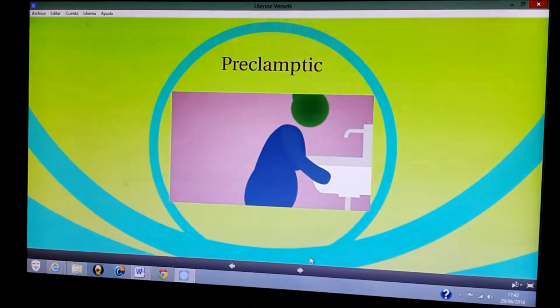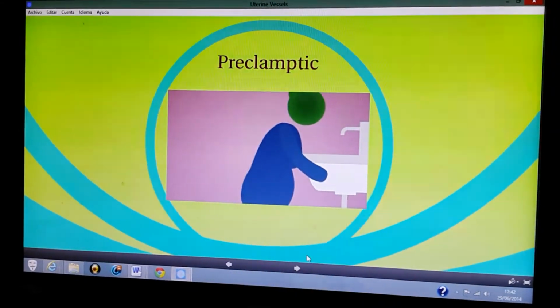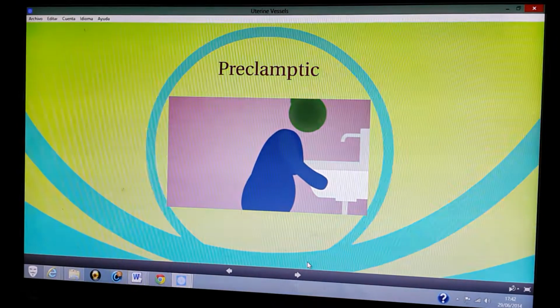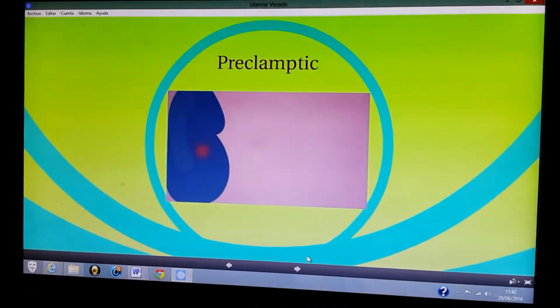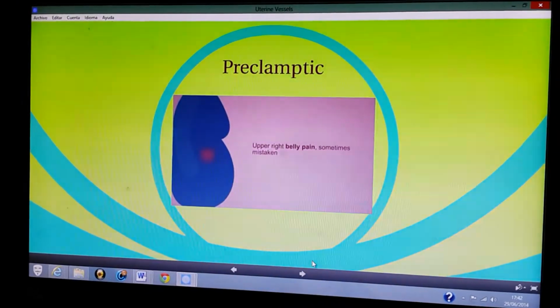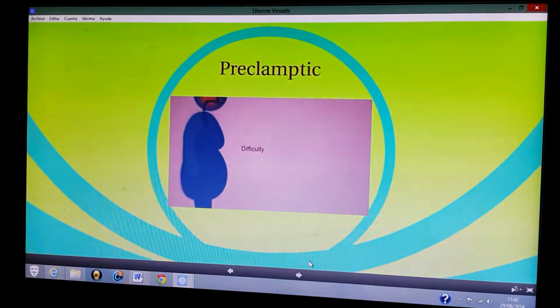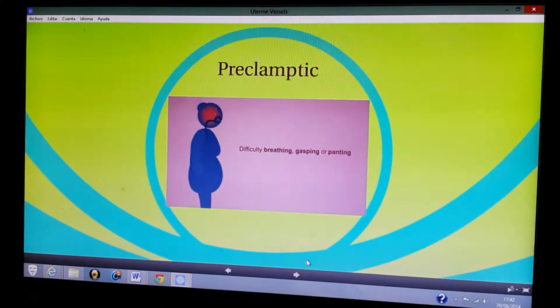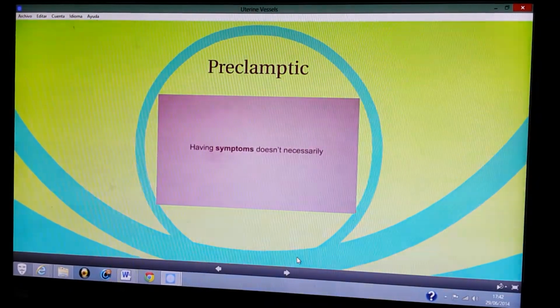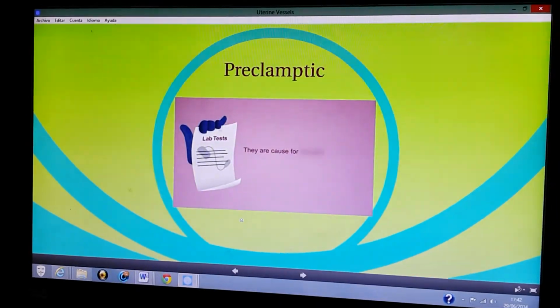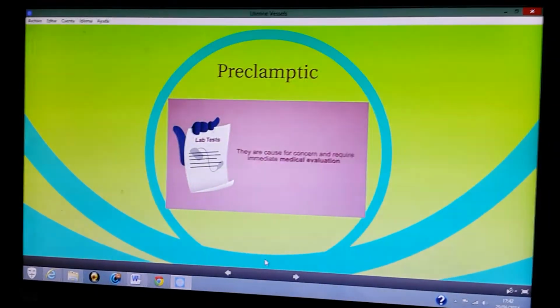5. Nausea or throwing up, especially suddenly after mid-pregnancy. Not the morning sickness that many women experience in early pregnancy. 6. Upper right belly pain, sometimes mistaken for indigestion or the flu. 7. Difficulty breathing, gasping, or panting. Having symptoms doesn't necessarily mean you have preeclampsia, but they are a cause for concern and require immediate medical evaluation.